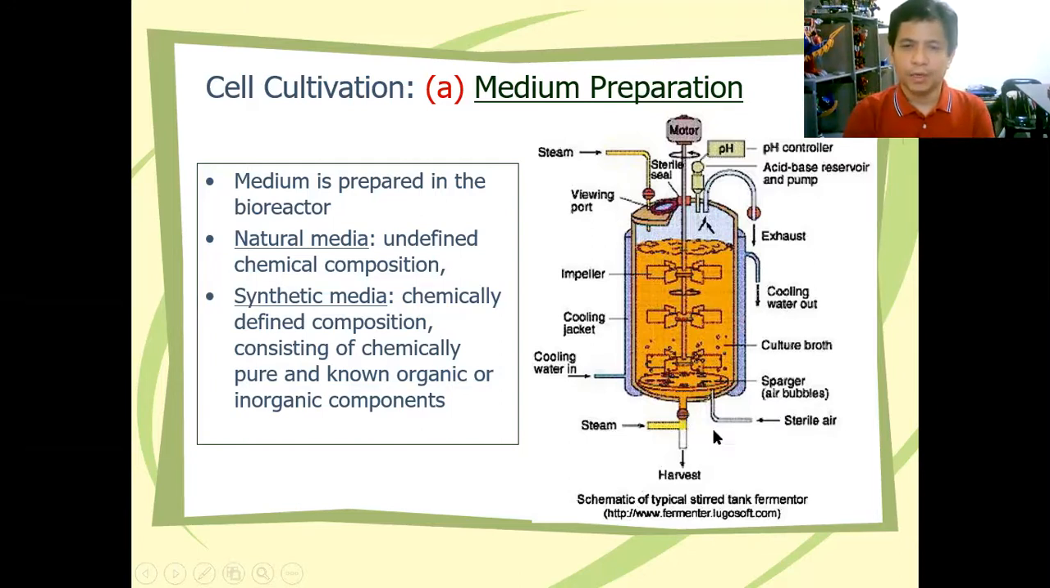Tapos, halimbawa gusto niyo lang kunin yung laman ng media, dito siya wini-withdraw sa harvest. Ano? So you can also introduce air kung aerobic yung fermentation. And then sparger yung tawag sa nagpo-produce ng air bubbles. And then ito yung broth natin, ano? Ito yung media natin. This is where the cooling water goes out kasi pumapasok dito sa part na to. Yung gases, dito naman lumalabas. Halimbawa kasi ethanol, ano, may carbon dioxide, so dito lumalabas yung gases para hindi tumaas masyado yung pressure ng reactor.